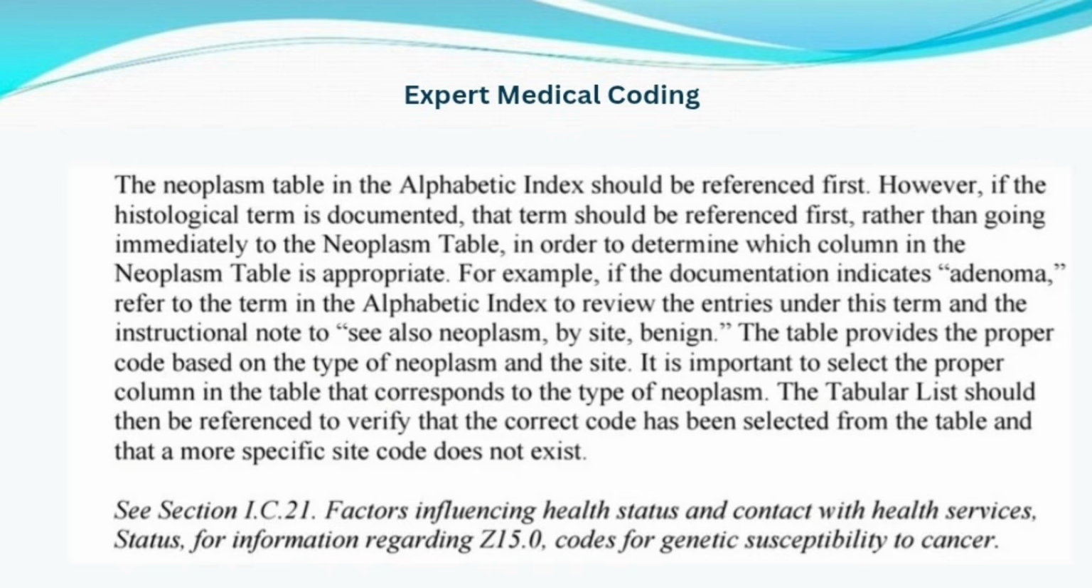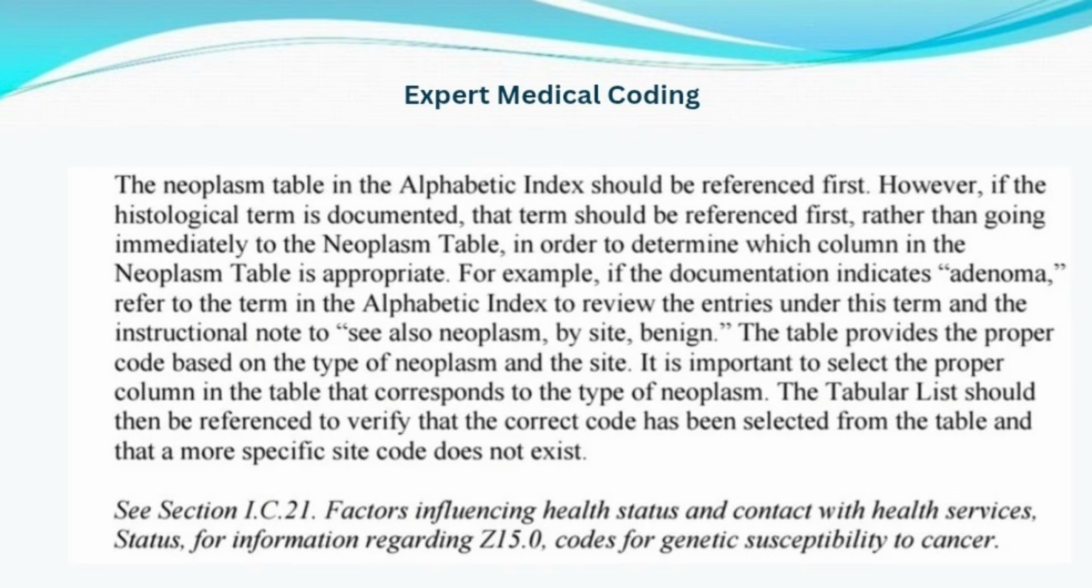Now let's continue with the guideline, and that is the neoplasm table in the alphabetical index should be referenced first. However, if the histological term is documented, that term should be referenced first rather than going immediately to the neoplasm table, in order to determine which column in the neoplasm table is appropriate. For example, if the documentation indicates adenoma, refer to the term in the alphabetical index to review the entries under this term, and the instructional note to see also neoplasm by site, benign.